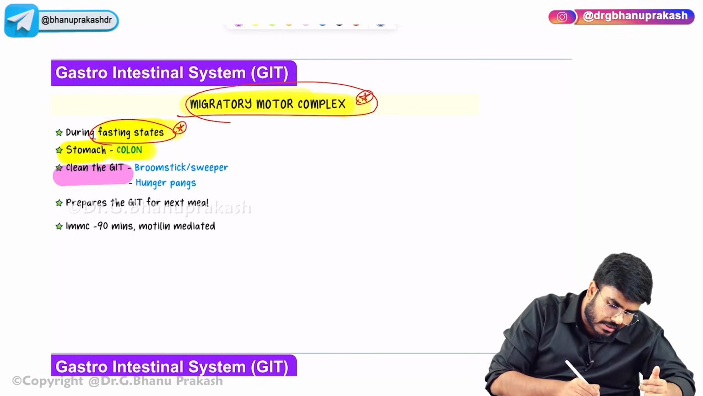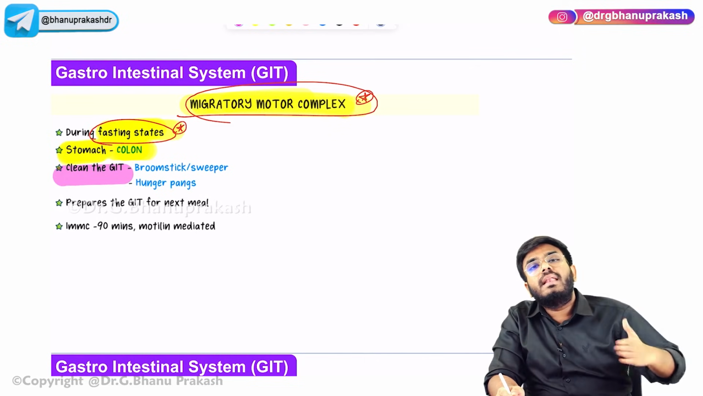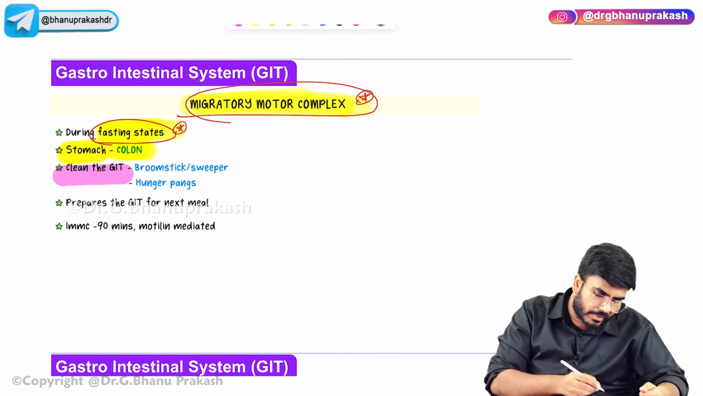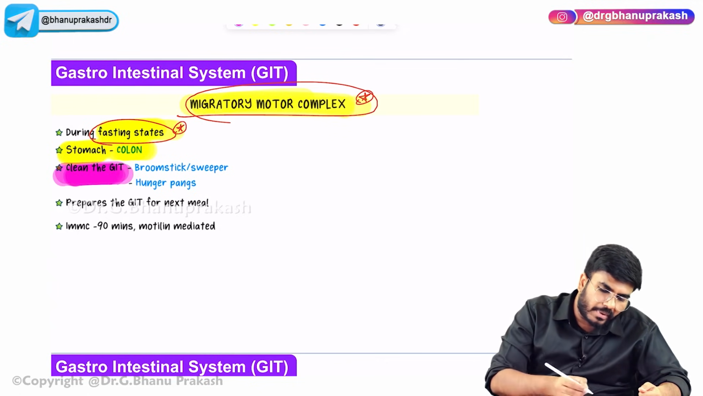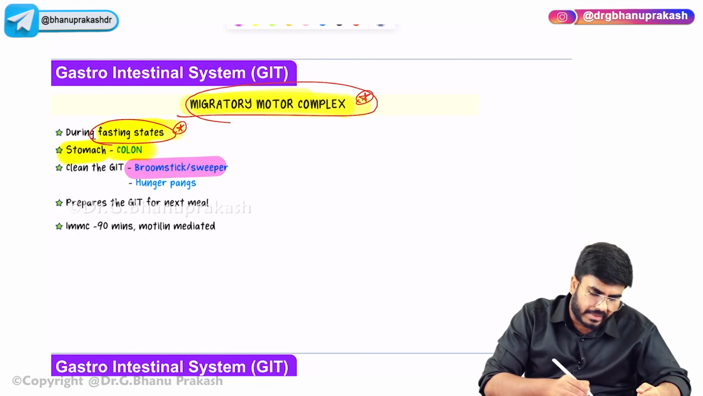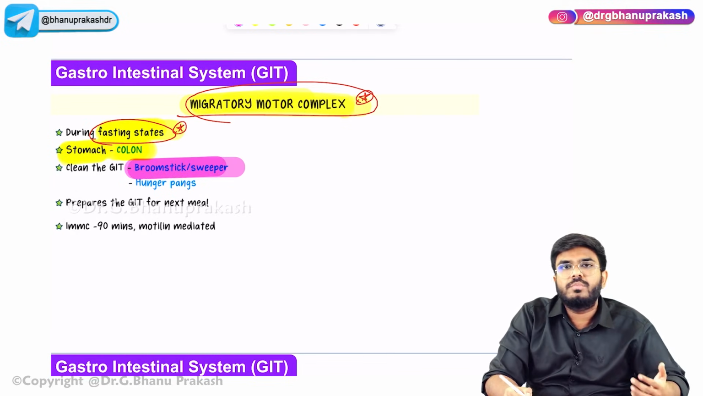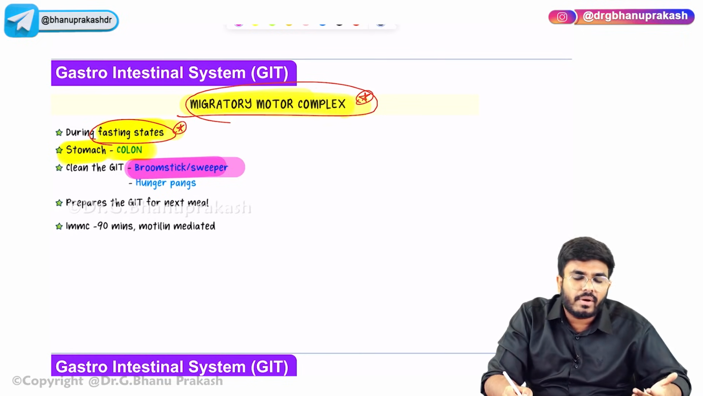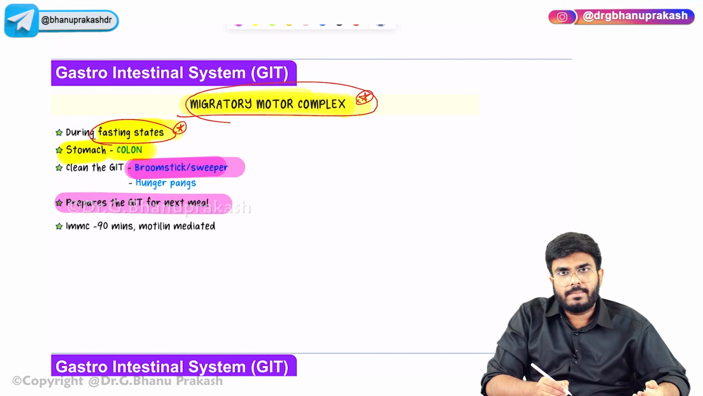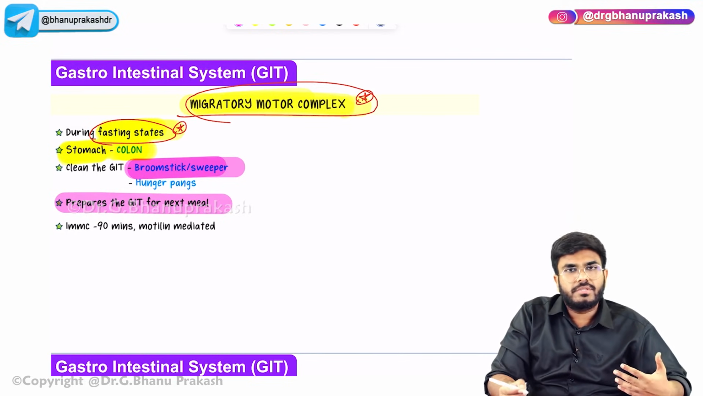These contractions are cleaning the leftover particles. If there is any leftover particle, that should be cleaned. So this migratory motor complex cleans your GIT. That's why it is called the broomstick of the GIT, housekeeper of the GIT, sweeper of the GIT. It prepares your GIT for the next meal.